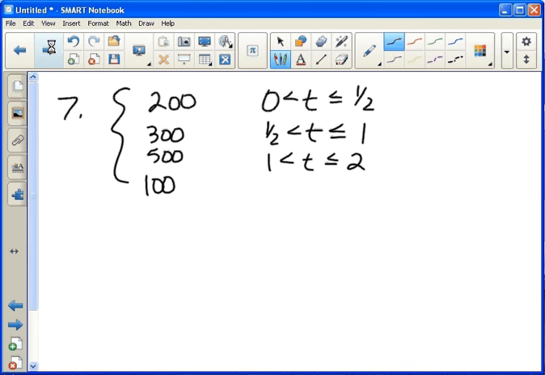Now you can do t's greater than 2. I remember when we did this the first time, a lot of people were picky and wanted it to be like this, and that's fine too. You could even do 12 hours. They probably don't do more than that.